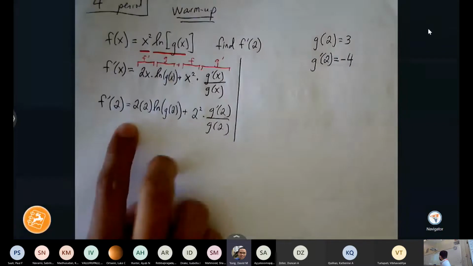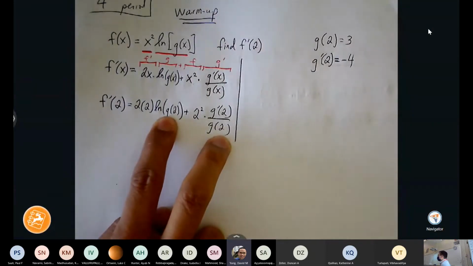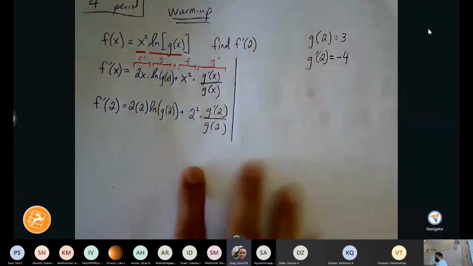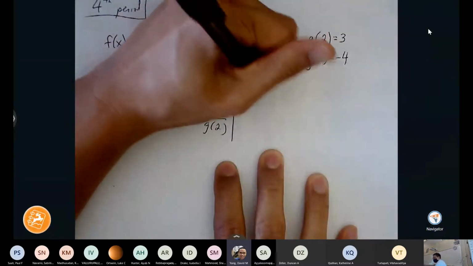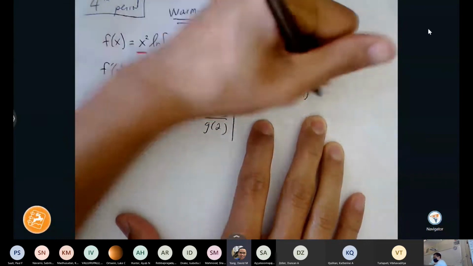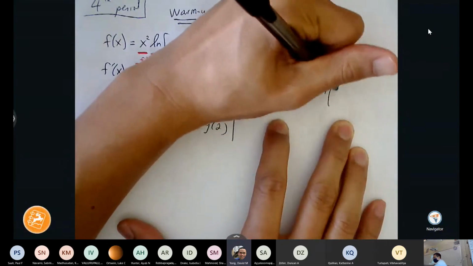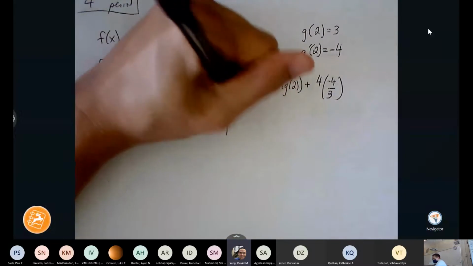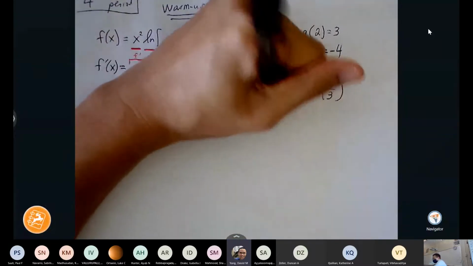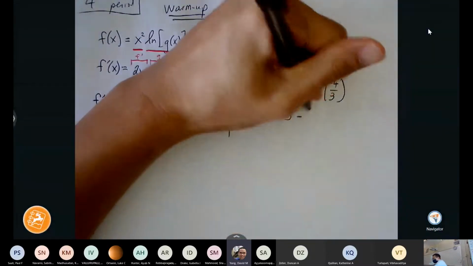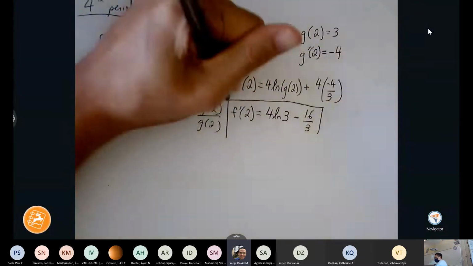All right, so I'm going to try to clean this up here. What can I replace g of 2 with? Anything given to us? Yeah. Replace g prime of 2 with -4. Yeah. Clean this up. I replace, this should be 3, 4 natural log of 3. All right, as far as we can go here.